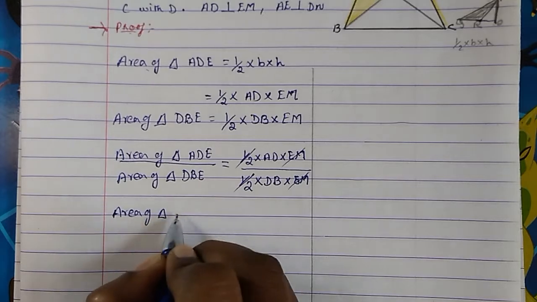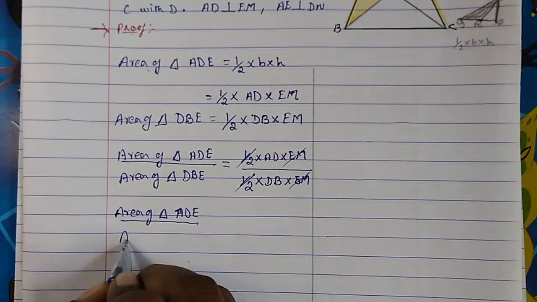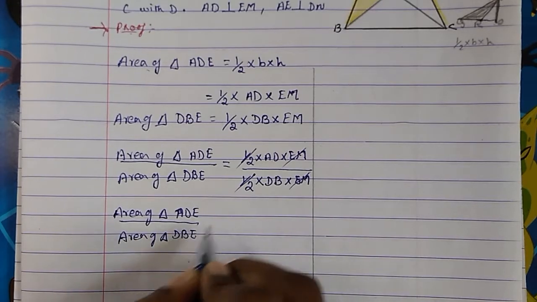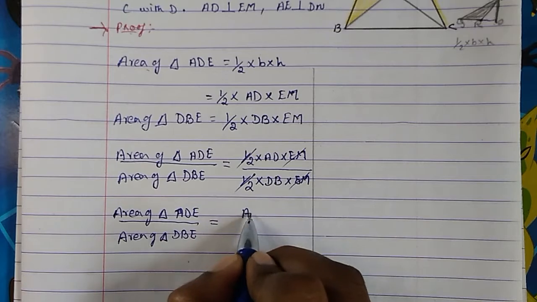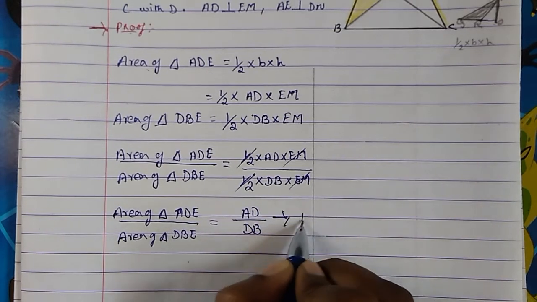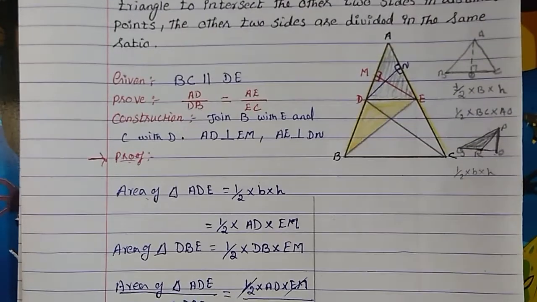Area of triangle ADE upon area of triangle DBE is equal to AD upon DB. This we keep as equation 1. Is it clear? So we have finished one side, AD upon DB.